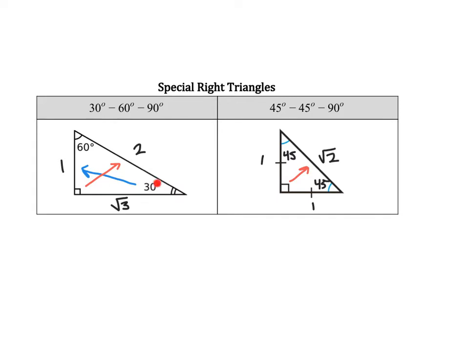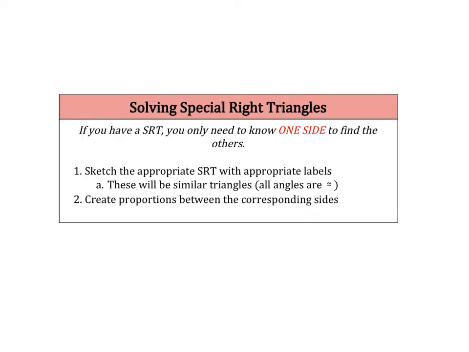The way I remember it for 30, 60, 90 is I say 1, 2, root 3, and for 45, 45, 90, I remember 1, 1, root 2. We just talked about this 1, 2, root 3, and this 1, 1, root 2. If you know what the ratio of your special right triangles are, you can actually find the missing sides of a special right triangle with only one side given to you.